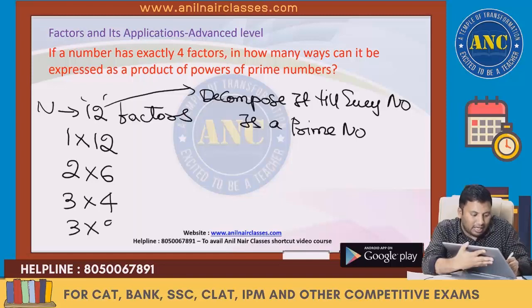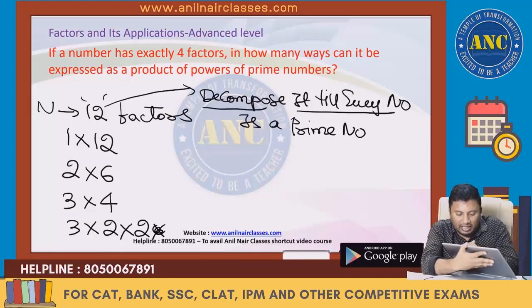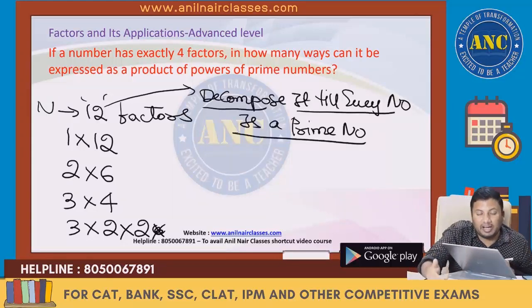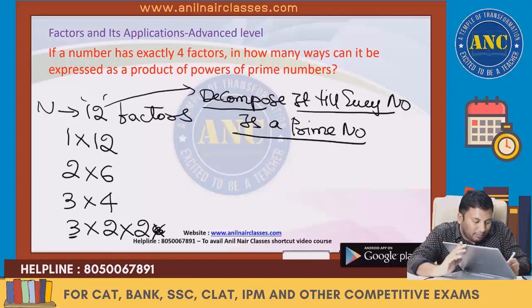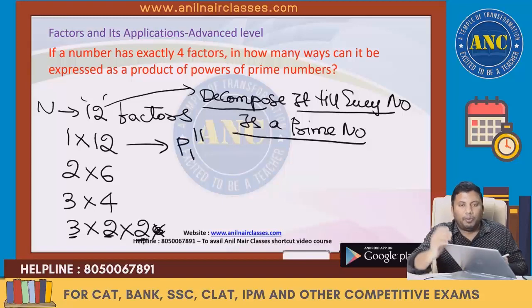4 can be written as 2 into 2. So 4 can be decomposed. Decompose it till every number is a prime number. So it is not mandatory that you have to write the number as a product of 2. It can be up to 3 or 4 factors. 3 is a prime. 2 is a prime. 2 is a prime. 12 means the first number could be P1 power 11.